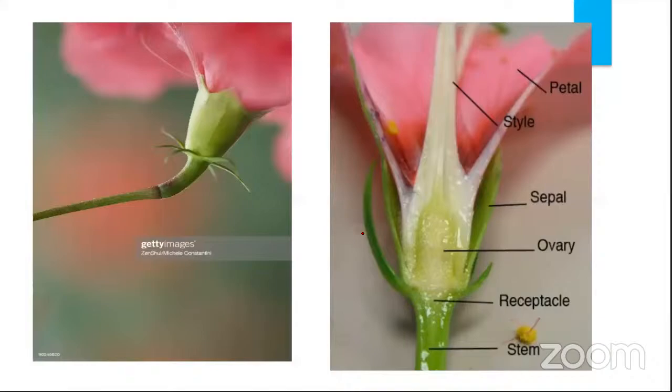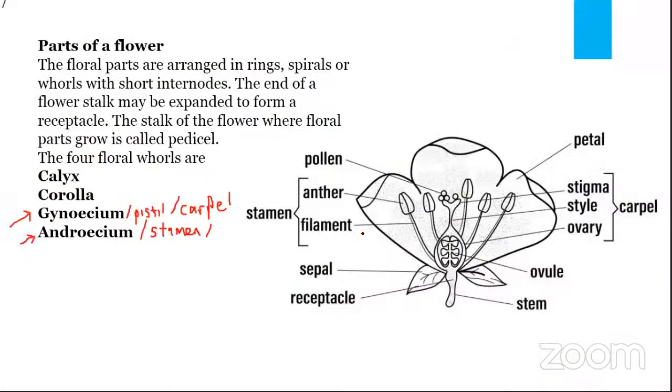Now, this is what I want you to understand. If you find a flower like this one, you can isolate a pistil. You can see that the pistil is just made up of one. This is the pistil, or the female part of the flower. Now, this type of flower has what we call monocarpous pistil.